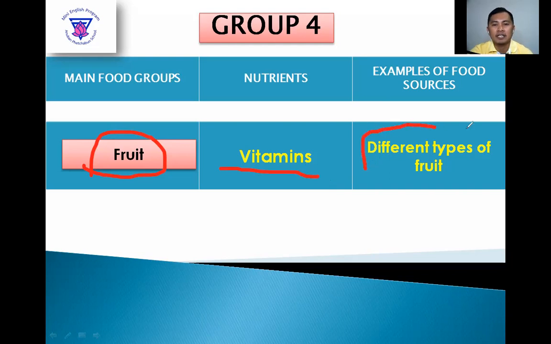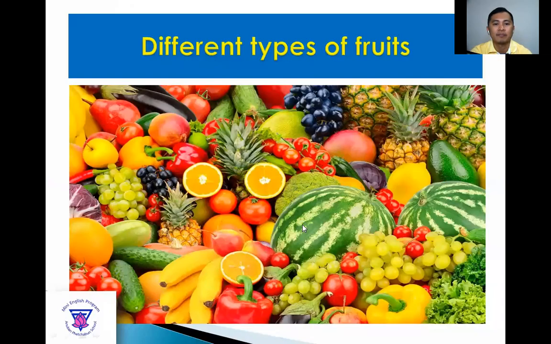Again, the same as with the vegetables, we can get different types of fruit. I will show you some examples of food sources. These are the different types of fruits. What can you see in the picture, students?